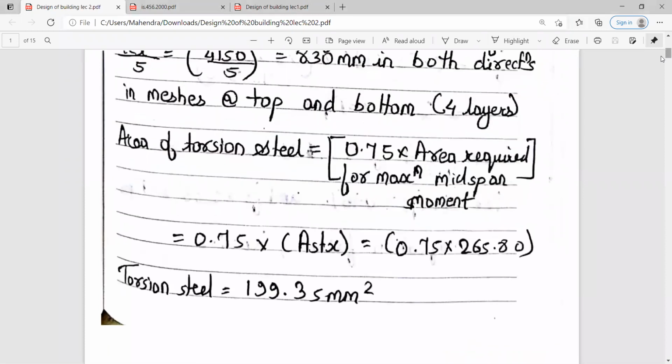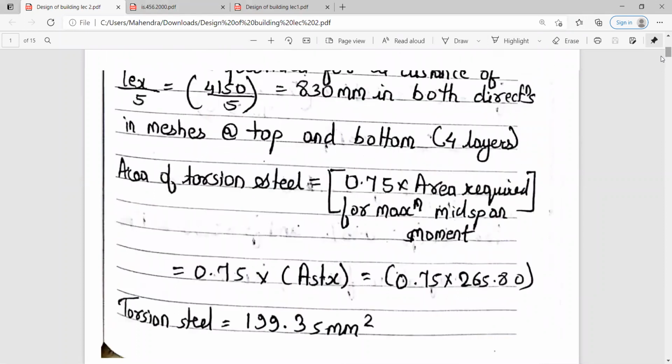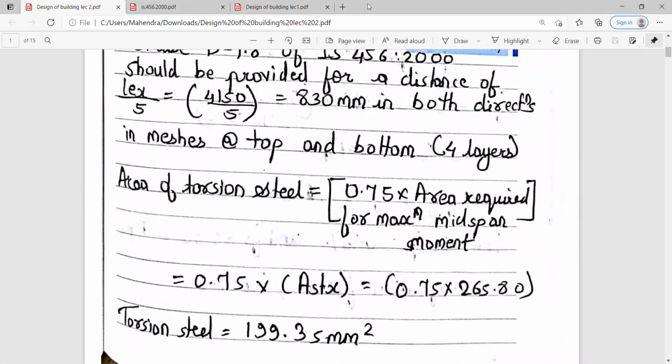Okay. So area of the torsional steel. The formula to calculate the area of the torsional steel is 0.75 into area required for the maximum midspan moment. So the area required for the maximum midspan moment, that is the maximum area you have to consider. So the maximum area is ASTX. So maximum area required for the midspan moment is your ASTX.